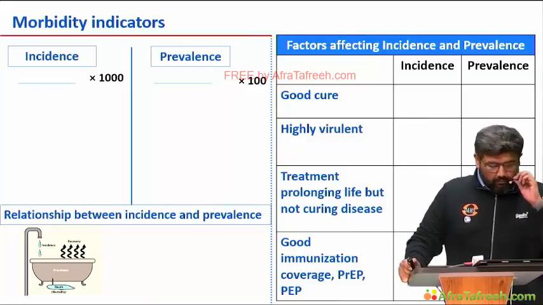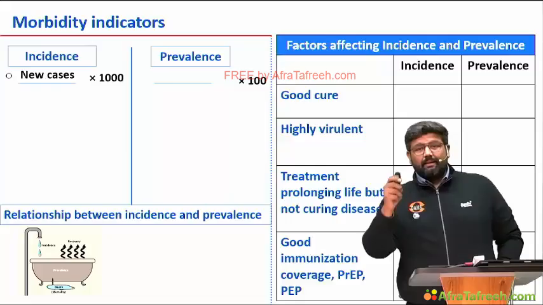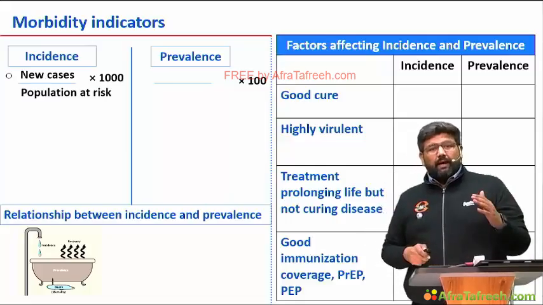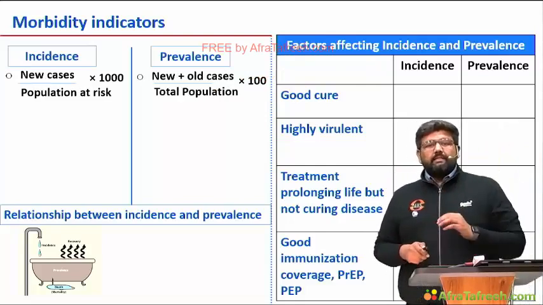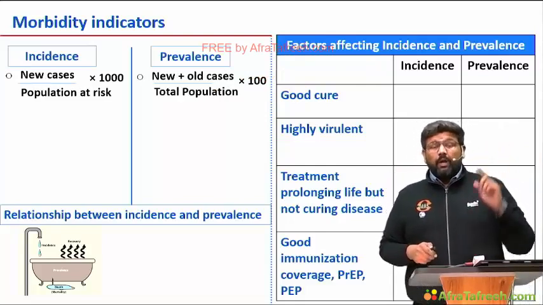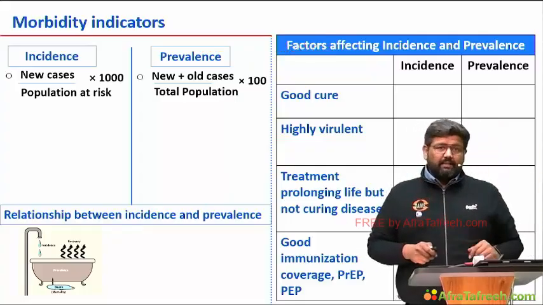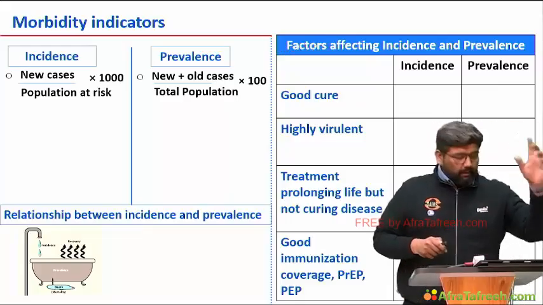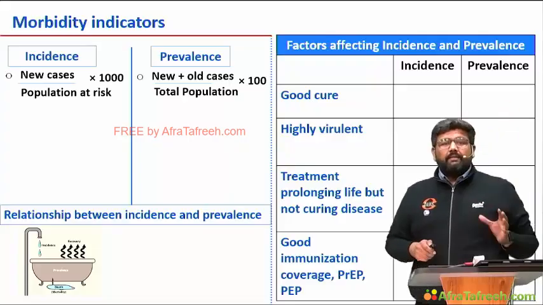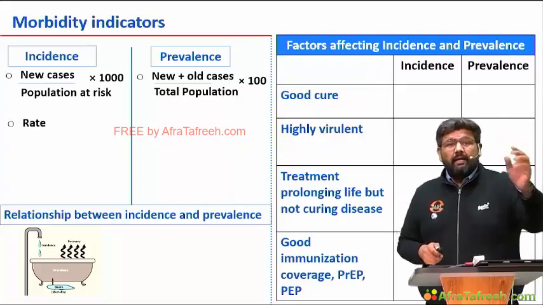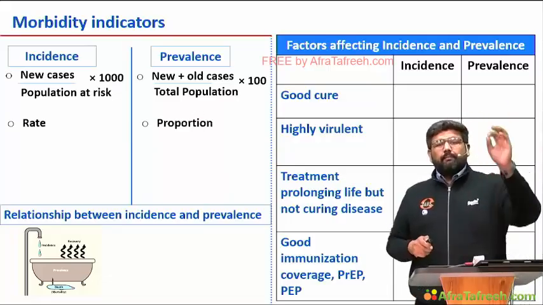What is incidence? What is prevalence? Incidence is number of new cases divided by population at risk. Prevalence is new plus old cases divided by total population. What is the multiplier in incidence? 1000. What is the multiplier in prevalence? It is 100. If numerator is part of denominator and multiplier is 1000, it is a rate. If numerator is part of denominator and multiplier is 100, it is a proportion.